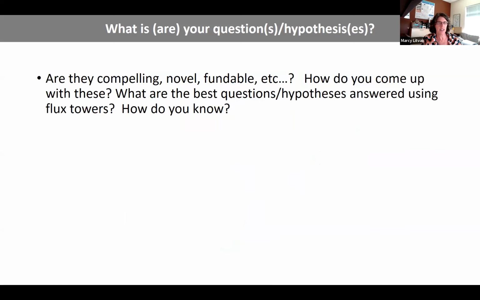Along those lines, the questions you should be asking yourselves as you launch your research programs, which basically determine where to put these towers, are: think about the question and the hypotheses. How do you come up with them? Are they compelling? Are they novel? Are they fundable? Because that's super important. You need to be able to write a convincing proposal to get your research funded. How do you even start that process?